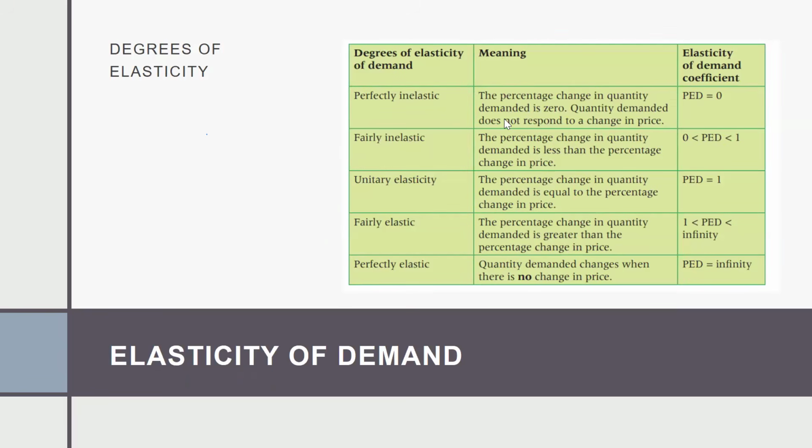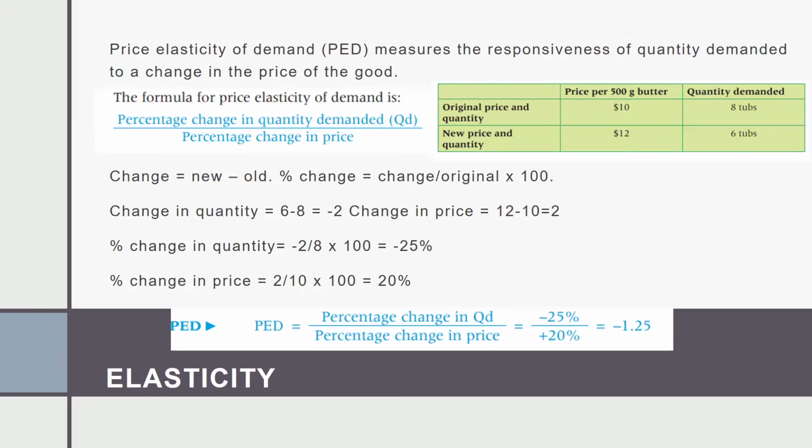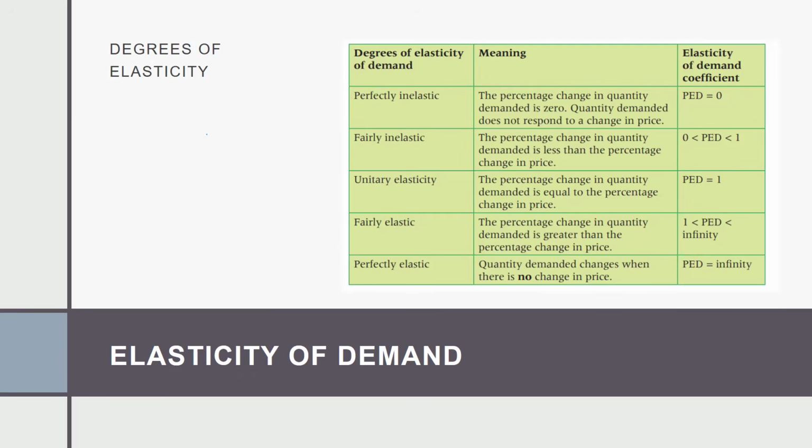Now let's look at what that answer means. That 1.25, what does that mean? It relates to the degree of elasticity. It will indicate how elastic the product is. Remember, the more elastic it is, the more a change in price will change demand. The less elastic it is, the less a change in price would affect demand. If your answer is 0, that means it's perfectly inelastic. No matter how the price changes, demand will not change.